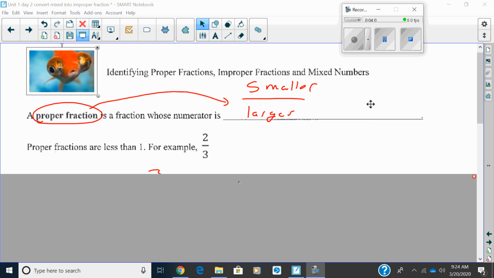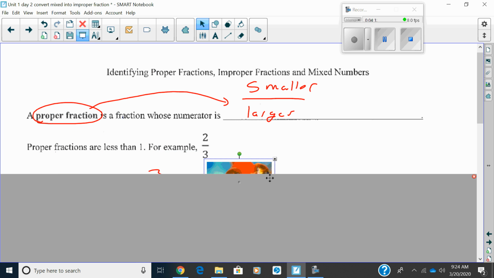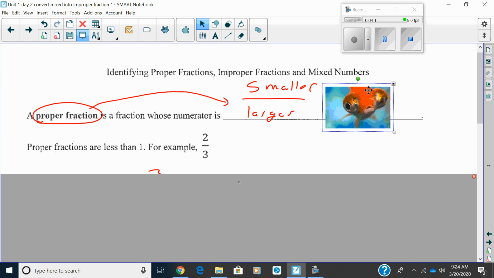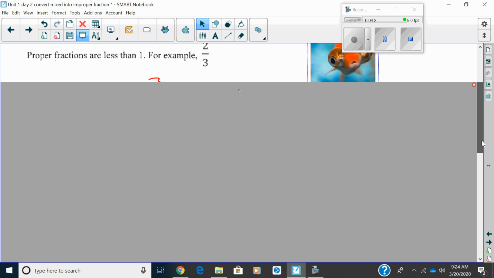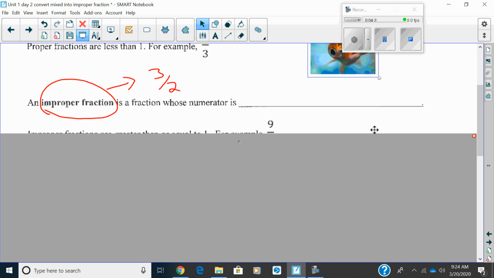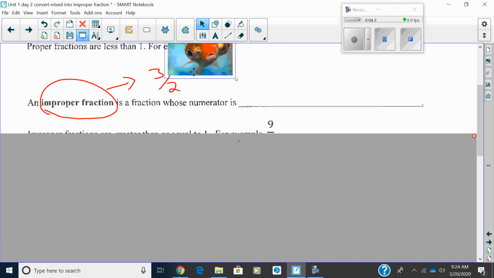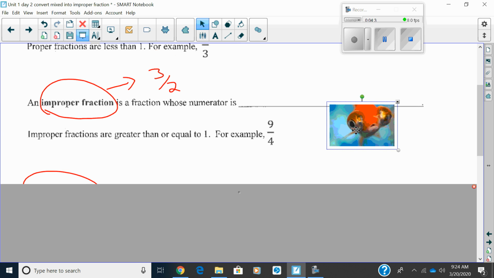Okay, so everything just worked with proper fractions. What about improper fractions? A proper fraction is a fraction with a smaller number on top and a larger number on bottom, like 2/3. An improper fraction has a larger number in the numerator and a smaller number in the denominator, like 9 over 4.